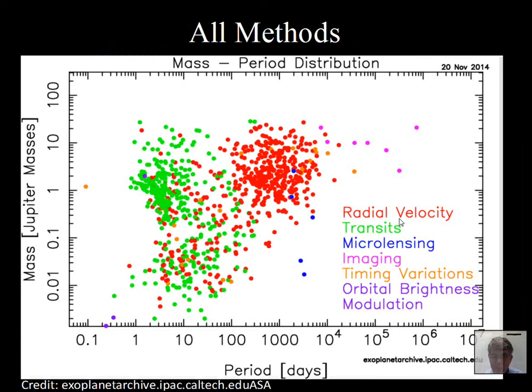Direct imaging, you see some of those out here. They're the ones that are further away from their central star, which is easier to do. And timing variations, dealing with orbits. So I just want to focus on these two, the radial velocity and the transits: the Doppler Shift method, and then the Kepler type method of watching how the brightness of a star changes.